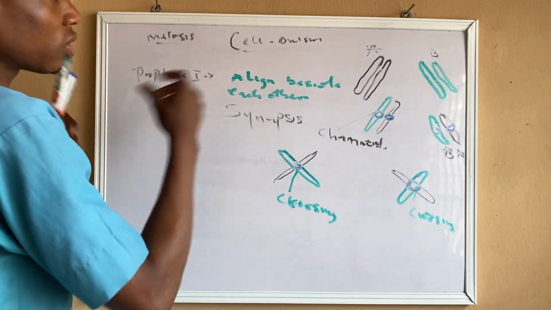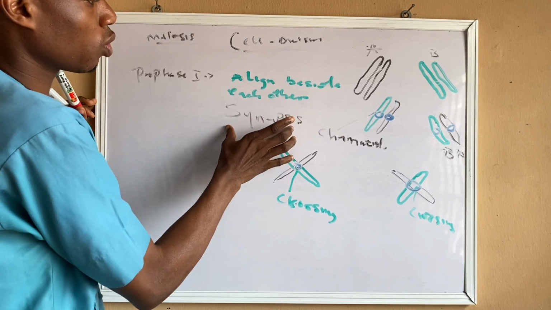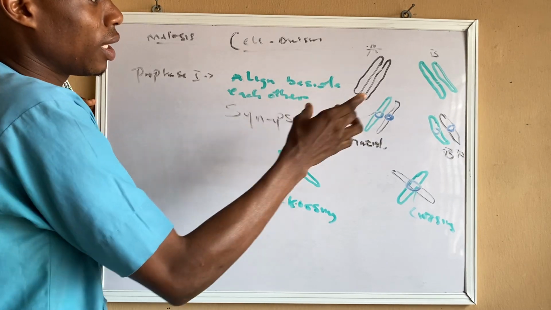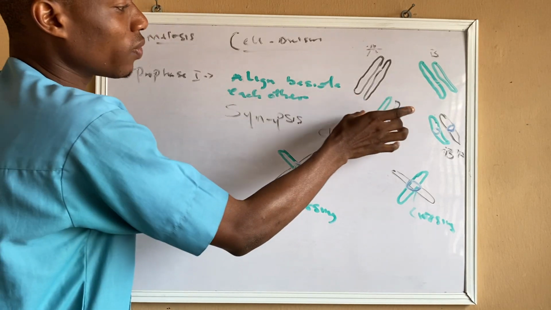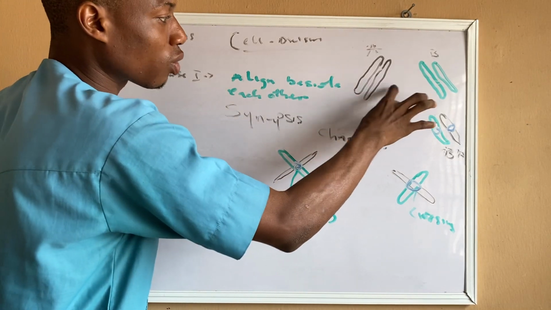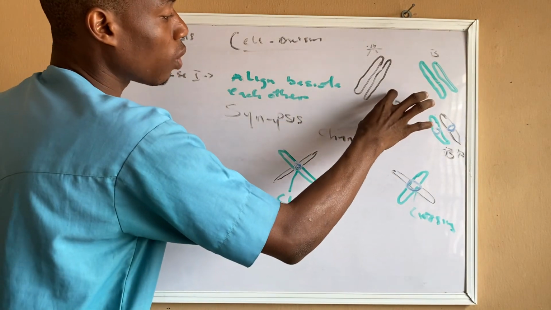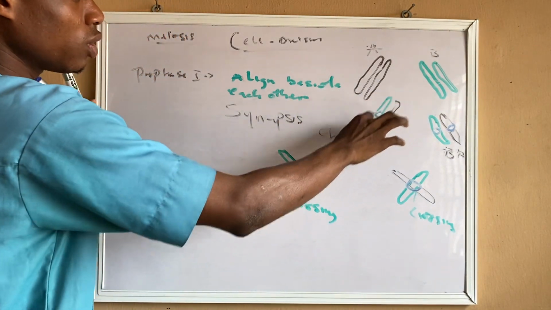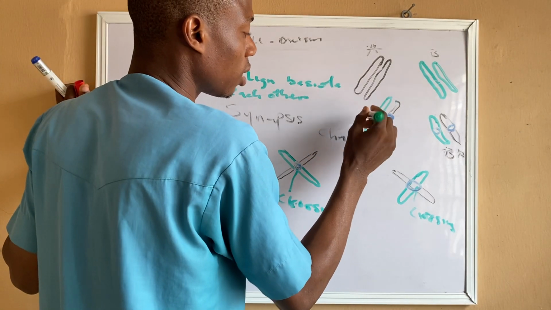The first one is that they align together in the process called synapsis. In that process, they don't align ordinarily. They align at the point of their chromatid. Each chromatid has chiasmata. Chiasmata.